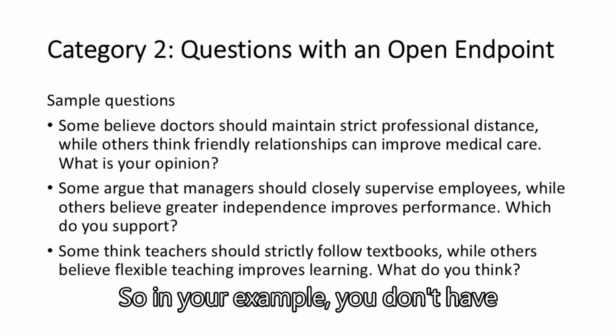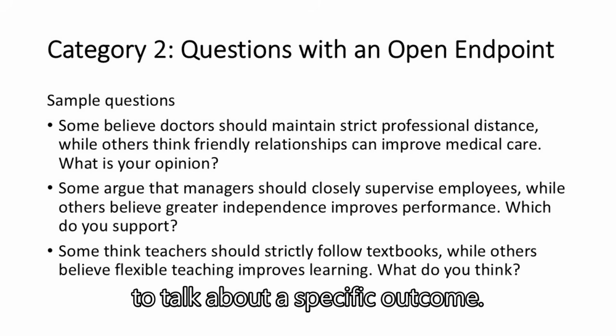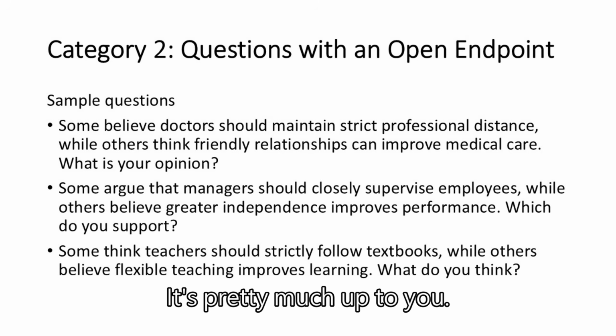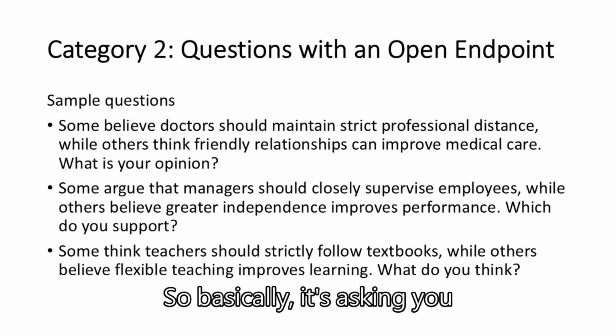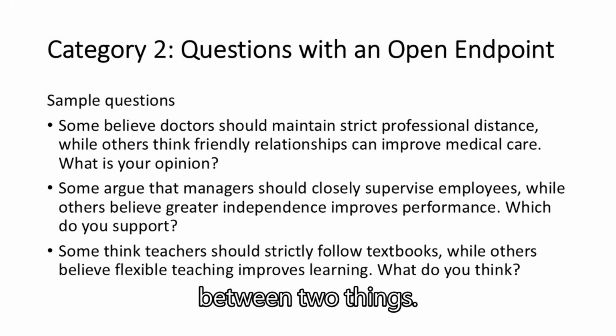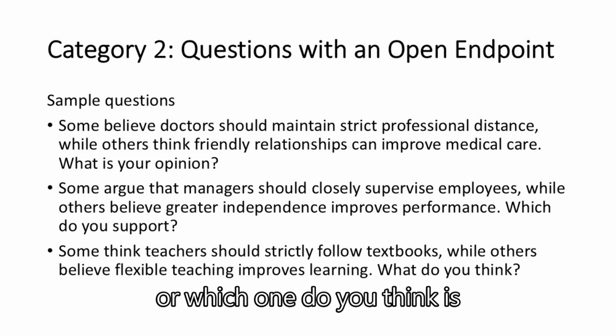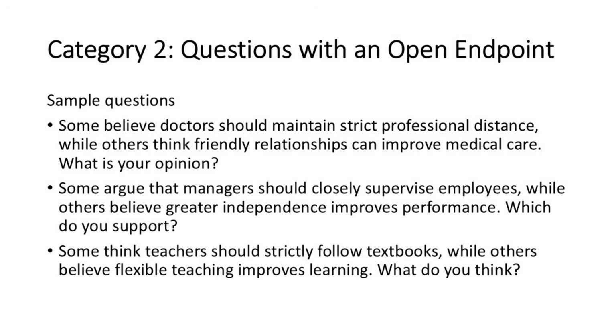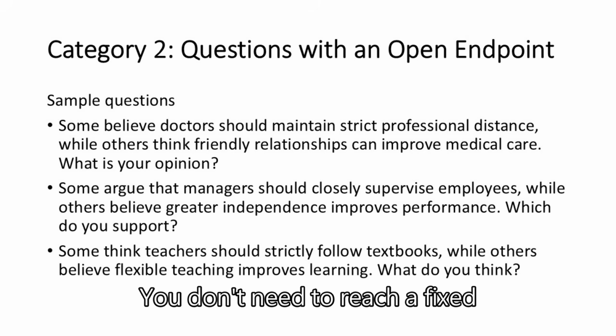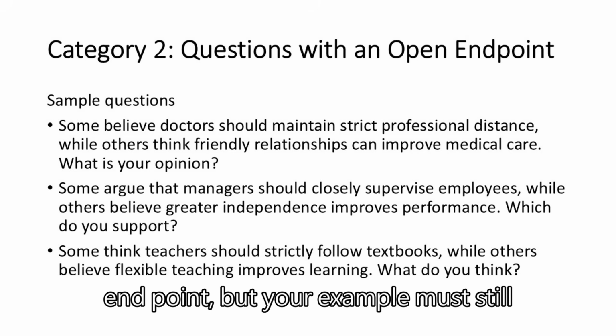So in your example, you don't have to talk about a specific outcome. It's pretty much up to you. So basically, it's asking you to choose between two things. Which one do you like the most, or which one do you think is better? You don't need to reach a fixed endpoint, but your example must still show a clear outcome.